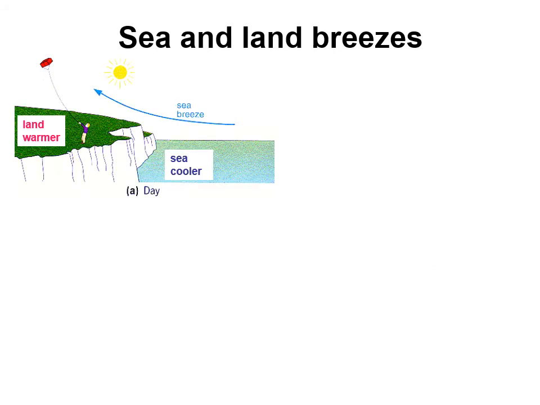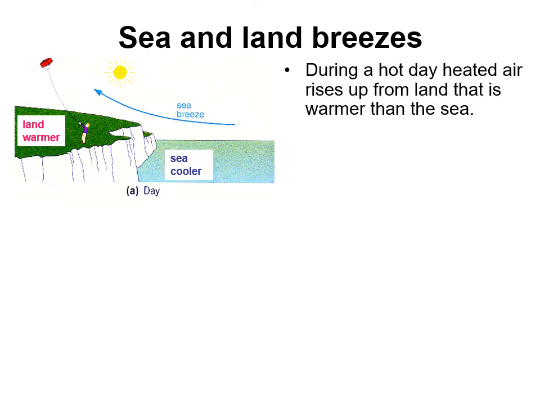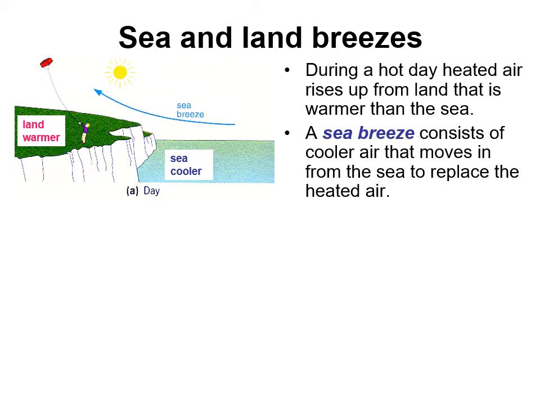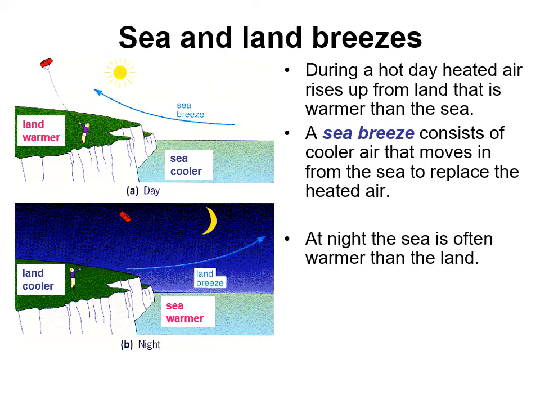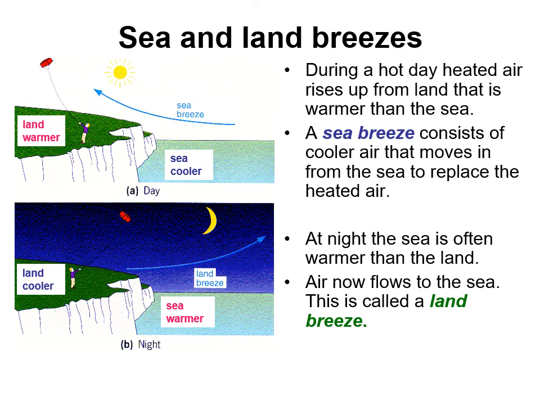Okay, so you also see this with sea and land breezes. So during the day, the land is a lot warmer than the sea, and the sea breeze consists of cooler air moving from the sea to replace the hot air which is rising from the land. And during the night, the opposite happens. The land is cooler and the sea is warmer. So what happens is that the colder land air moves out to sea, replacing the hot air which is rising above the sea. It's known as a land breeze.